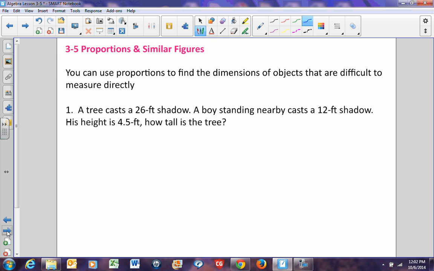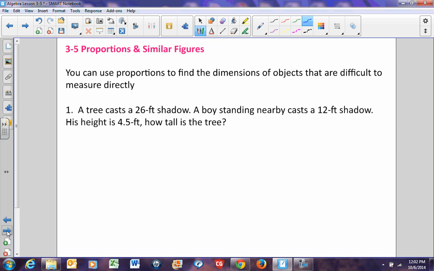Now, you can also use proportions to find dimensions of objects that are difficult to measure directly, like trees, for example. It's really, really hard to climb up to the top of a tree and drop a yardstick or a measuring stick or even a tape measure for that matter to figure out how tall the tree is. The tree gets skinny at the top, you're going to fall down, and I don't think there's going to be too many firefighters that are going to allow you to borrow their ladder truck just so you can measure how tall a tree is. So what we do is we create similar triangles by measuring things indirectly.